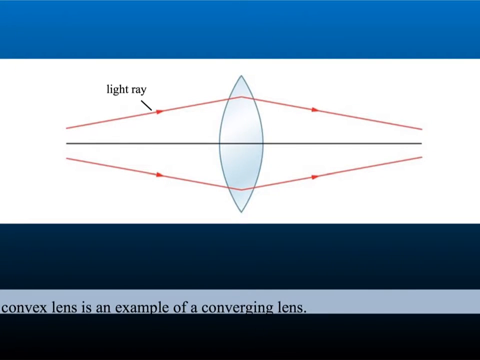A convex lens is an example of a converging lens, which means that as the light rays pass into the lens, they are refracted so that they will eventually converge and cross the principal axis. This will give a focal point. When drawing ray diagrams, we always put this line through the centre of the lens. This is called the principal axis.